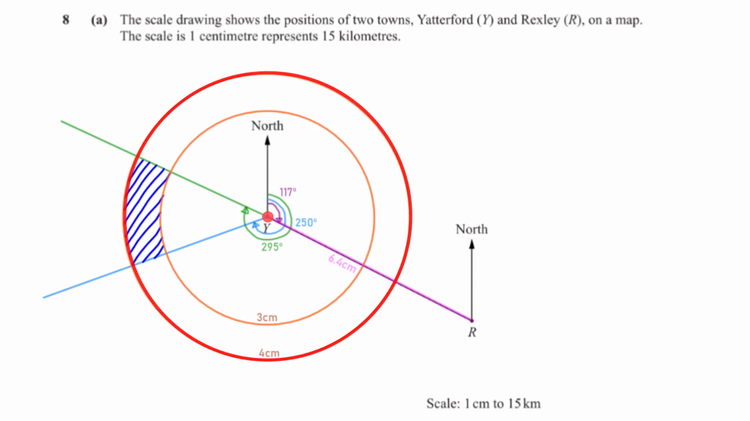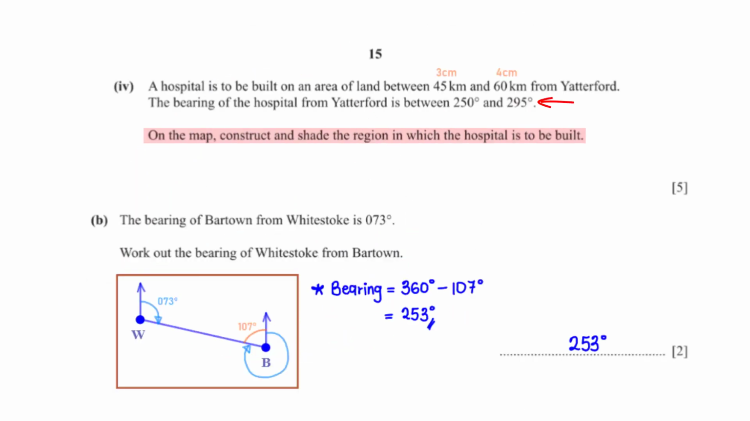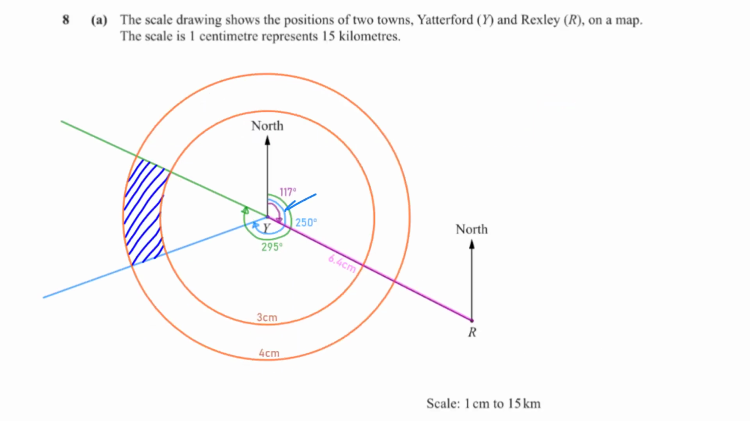We are also told the bearing of the hospital from Yatterford is between 250 degrees and 295 degrees. So using a protractor, we measure an angle of 250 degrees in the clockwise direction from the north of Yatterford. Then we measure an angle of 295 degrees in the same direction from the same point. The shaded region, which is between 3 centimeters and 4 centimeters and between 250 degrees and 295 degrees, is where the hospital is to be built.